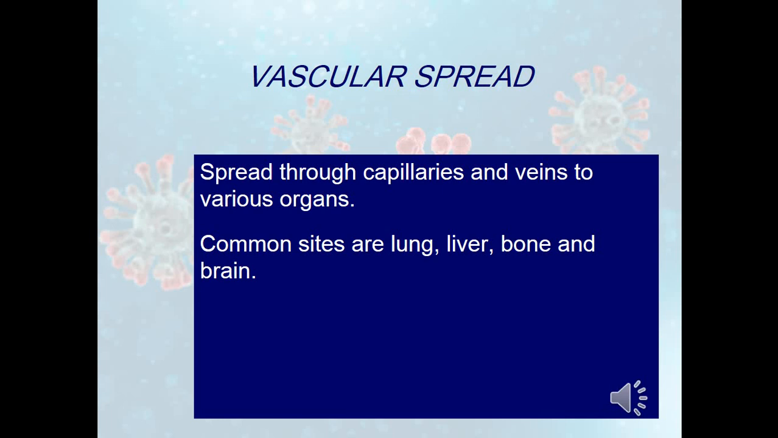Okay, so for example, most GIT tumors metastasize to liver because their venous drainage goes to liver. So from this fact, lung and liver are the most common sites of hematogenous metastasis, and the other major sites of hematogenous spread include brain and bones.